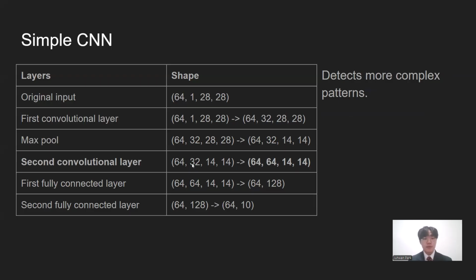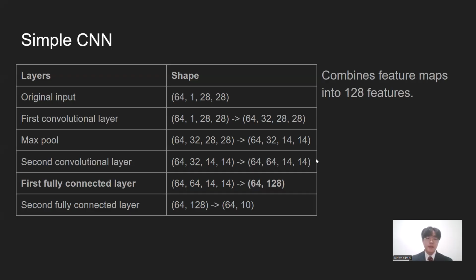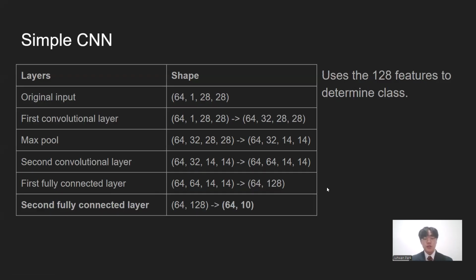Now then, the downsampled image goes through the second convolutional layer, which gives us 64 more complex patterns. Then it goes through the first fully connected layer, which gives us 128 total features. Now the 128 total features are taken into consideration to give us the final 10 classes based on their feature values.